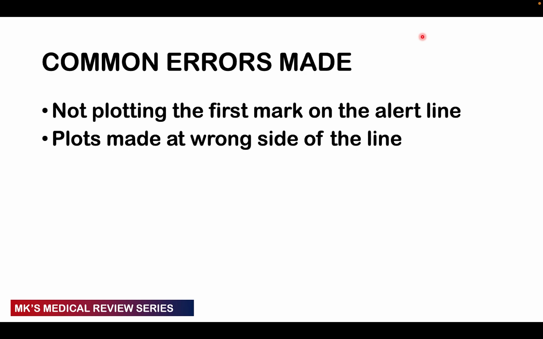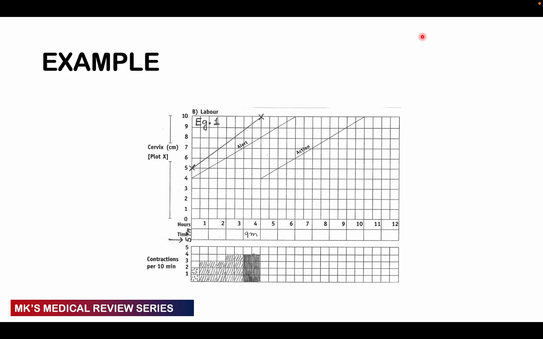So what are some of the common errors that people often make when plotting the partograph? One big error is them not plotting the first mark on the alert line. What do I mean by this? So before actually going to the next slide, let me just preempt the second point, meaning that they're going to be plotting these plots on the partograph that are made on the wrong side of this line. So the first one is actually linked to the second point, and I will explain it further in the next slide.